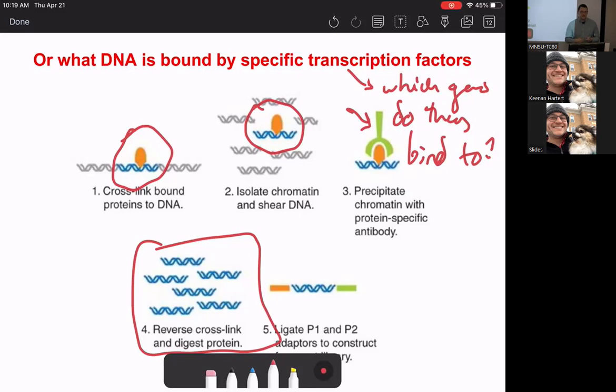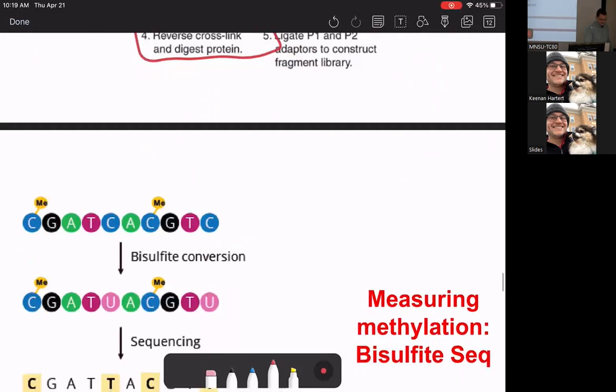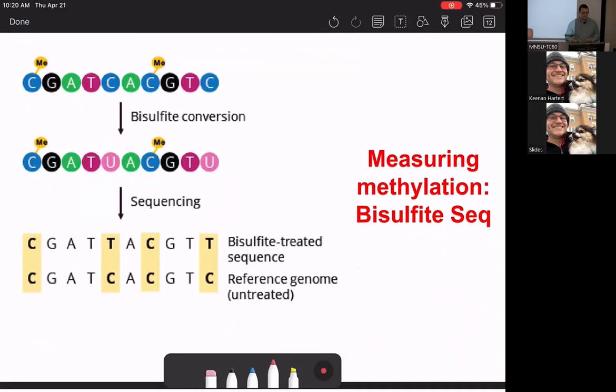All right, last one. We talked about methylation, right? It silences DNA that's methylated. Easy enough. I'll introduce you to something super quick called bisulfite sequencing. That's how you measure methylation. Cytosines, the C's, are the ones that get methylated in the DNA to silence stuff. It's just the nature of their chemistry.